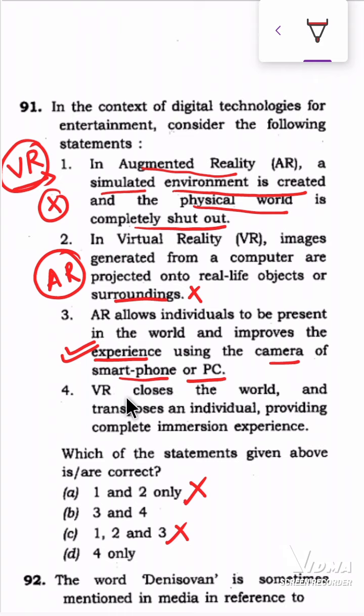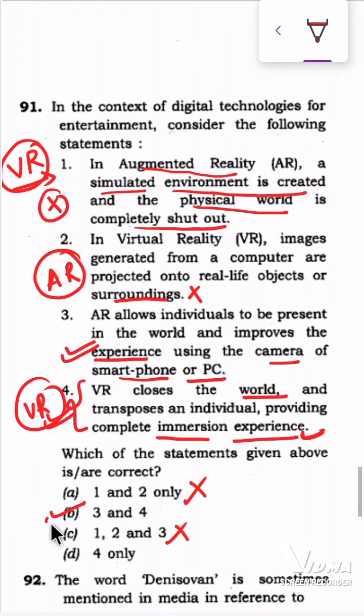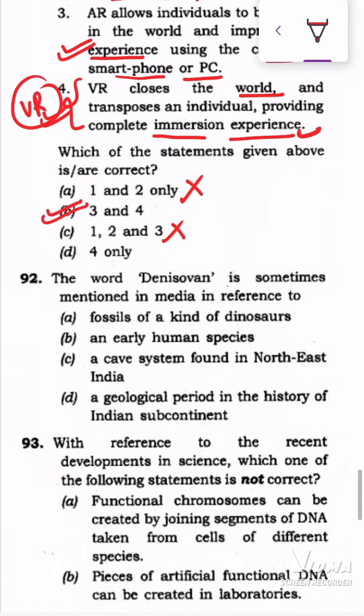And option 4 says virtual reality closes the world and transposes an individual, providing a complete immersion experience. Like in virtual reality, you might be taken to the moon, and a new set of environment will be created where there is water on the moon, there is less gravity, and you could actually walk and everything. So that kind of thing is there in virtual reality. So option B, that is 3 and 4, are right.